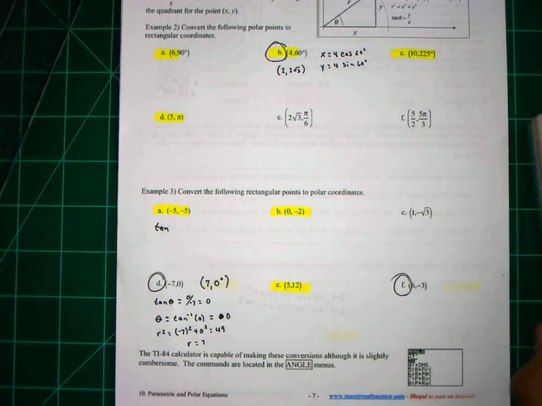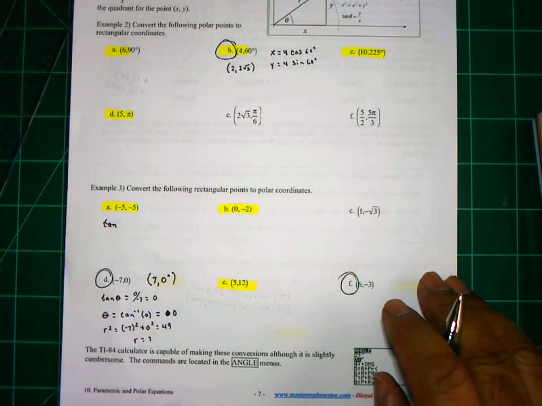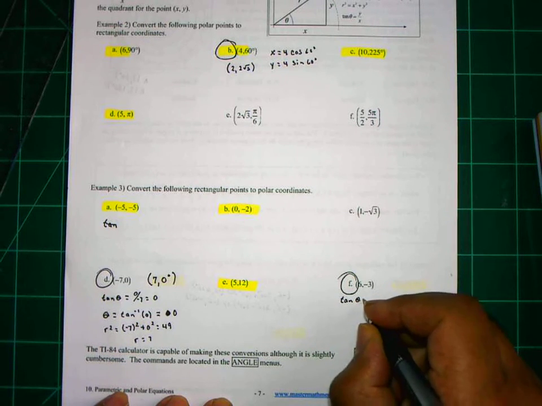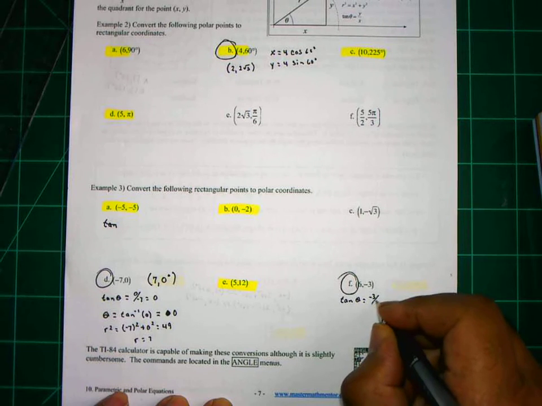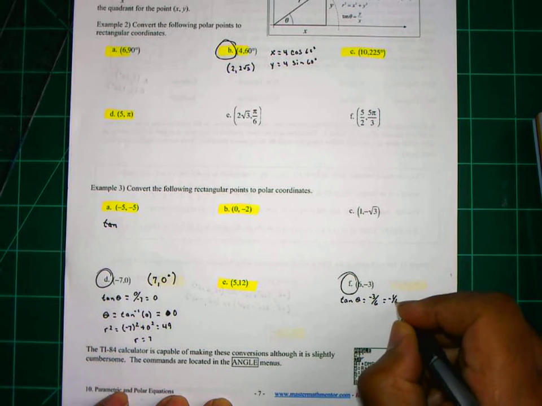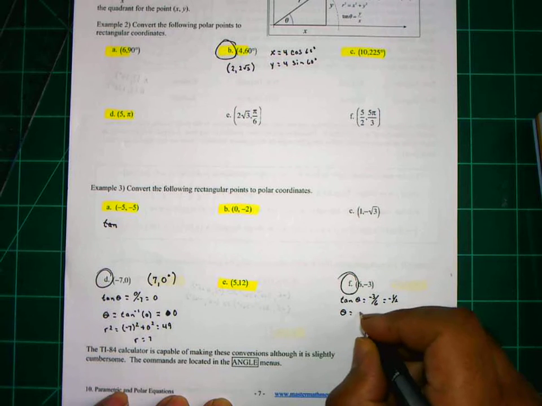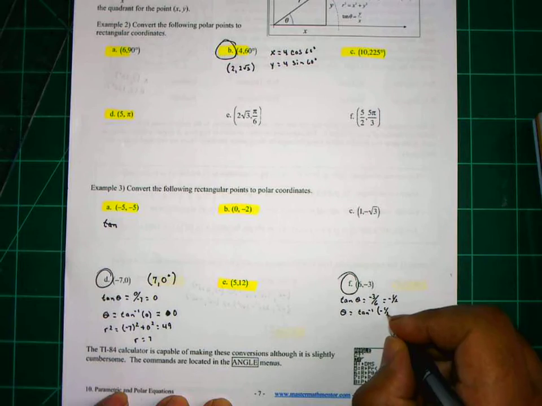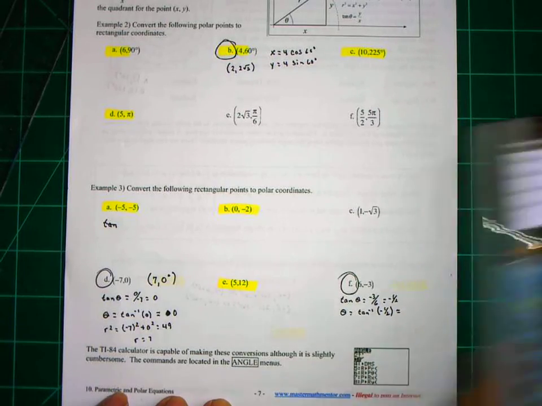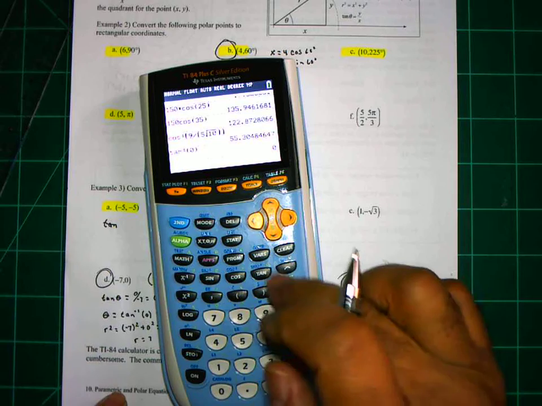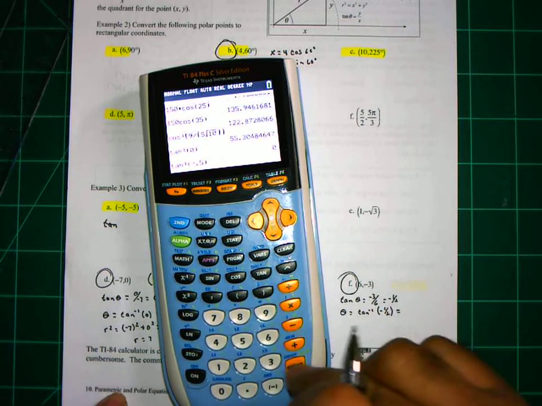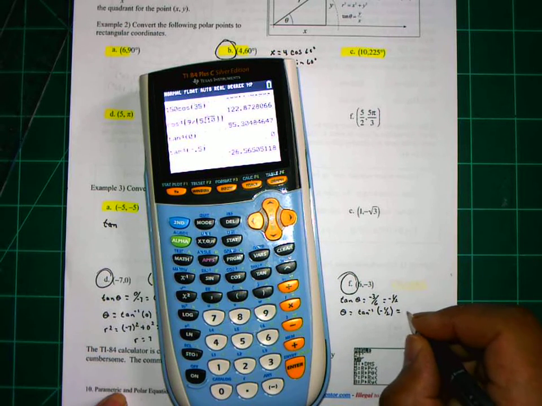Okay. Let's do one more. The tangent of theta is -3/6, which is -1/2. So theta is the inverse tangent of -1/2. And I'll use the calculator. Second tangent, -1/2. So this is approximately -26.6 degrees.